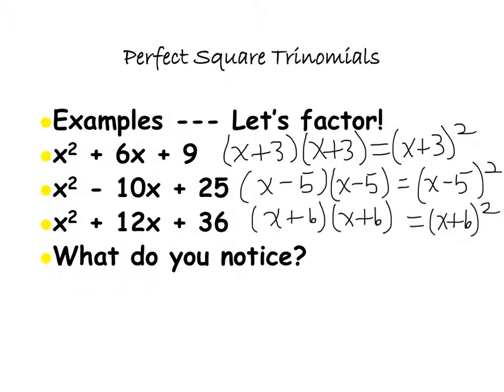Because if we look at the trinomial first, the first term is a perfect square, the last is a perfect square. And then when we look at the factored form, if we multiply these two terms together and double it, we get 6x. If we multiply these two terms and then double them, we get negative 10x. And if we multiply these two terms and double them, we get 12x. So that is what makes each of these a perfect square trinomial.